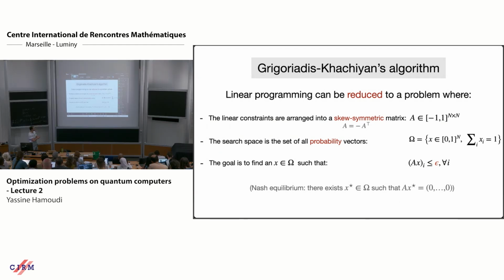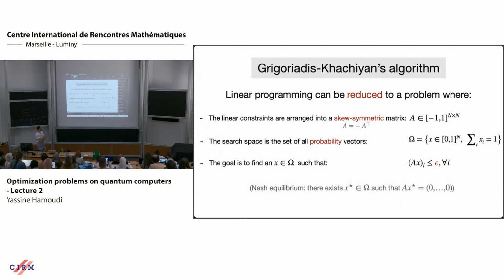Not very important for us. The second point is very important for us. Instead of exploring the entire search space, we can only explore solutions which correspond to probability distributions. So x, this is what we are looking for, is a non-negative vector in which the sum of the entries is equal to 1. And the goal is not to optimize something, it's something else. The goal is to find x in this search space that satisfies the following condition. In the matrix vector product between A and x, each coordinate has to be less than epsilon.